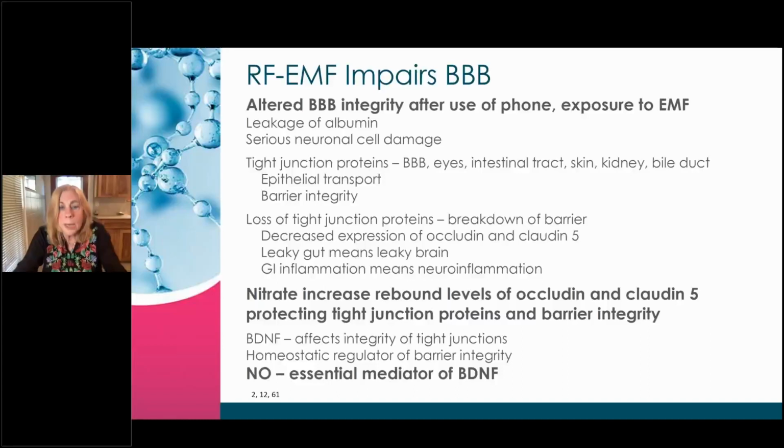They are all connected. So nitrate increases the rebound levels of occludin and claudin 5, which protect the tight junction proteins and barrier integrity. BDNF also affects the integrity of the tight junction proteins. Nitric oxide is an essential mediator of BDNF.